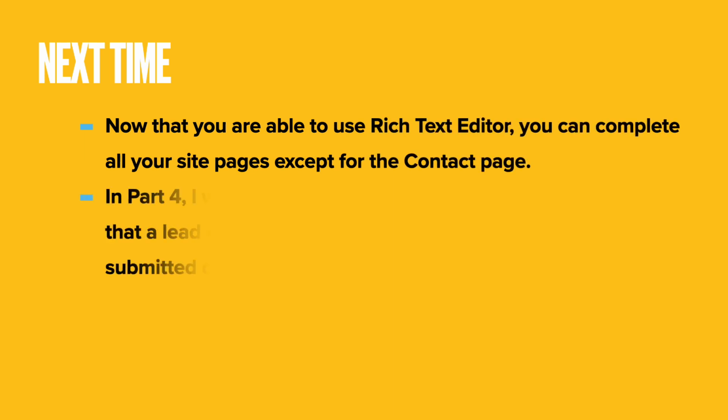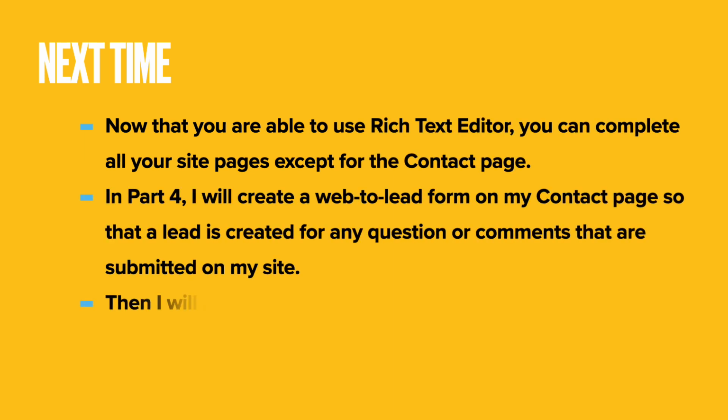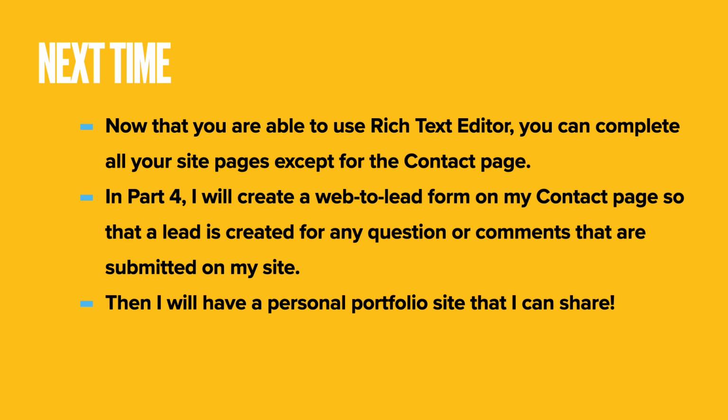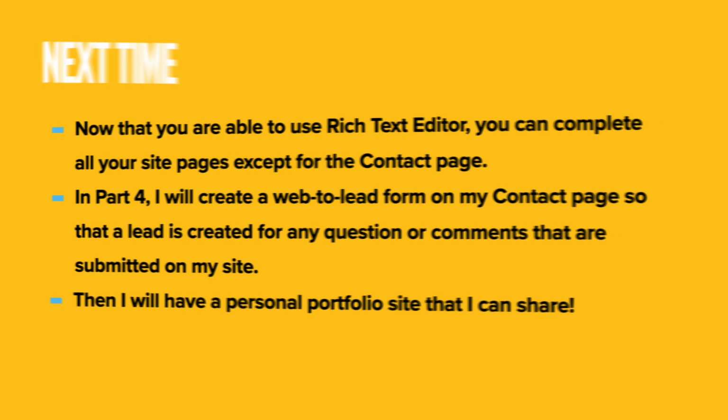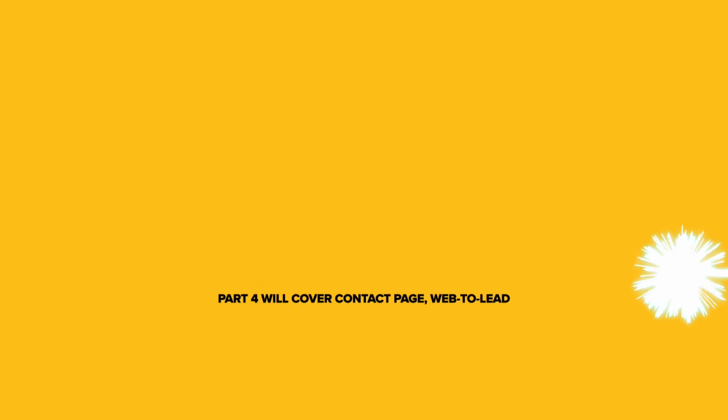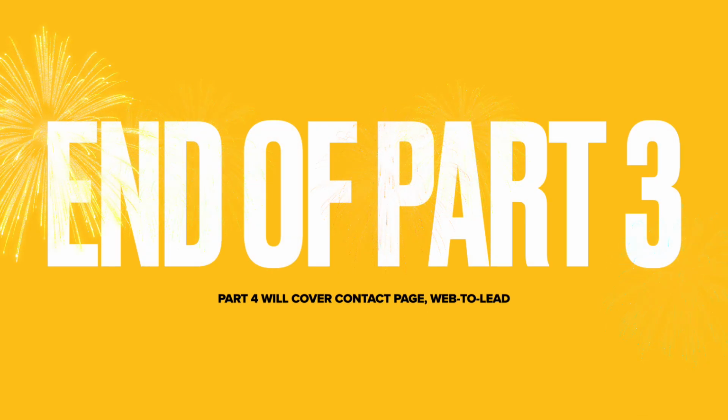Now that you're able to use the rich text editor, you can complete all your site pages except for the contact page. In part 4, I'm going to create a web to lead form that we will work with to do our contact page, which will, anytime anyone leaves a comment or a question, create a lead in our org. So that is it for part 3, and we'll see you next time on part 4, where we'll cover the contact page and the web to lead form.